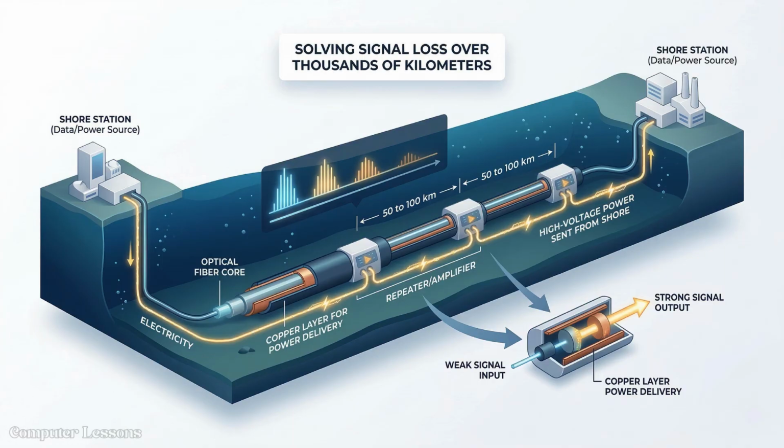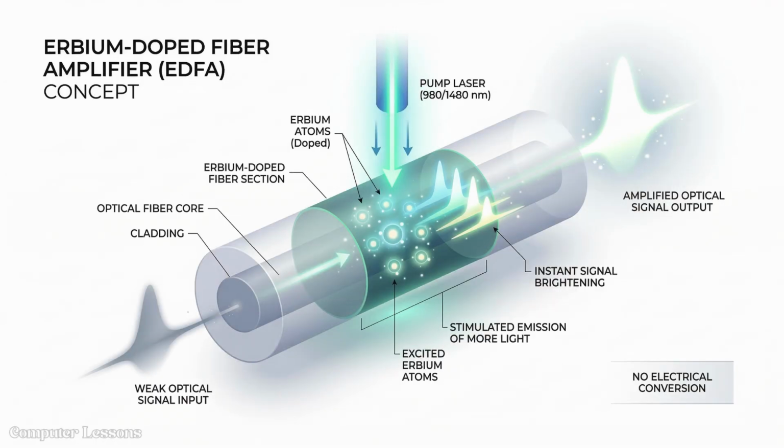To solve this, engineers install devices called repeaters or amplifiers every 50 to 100 kilometers along the cable. These are powered by high-voltage electricity sent through the copper layer of the cable from the shore stations. The most common amplifier is the erbium-doped fiber amplifier, or EDFA. It uses a fascinating quantum trick.